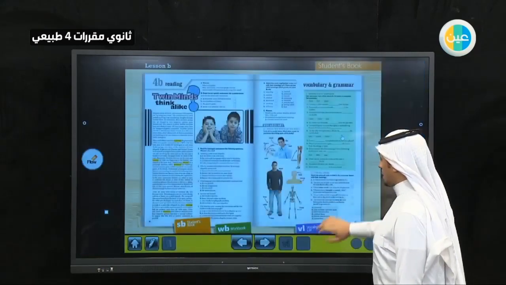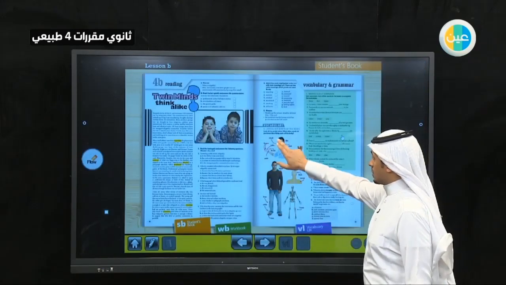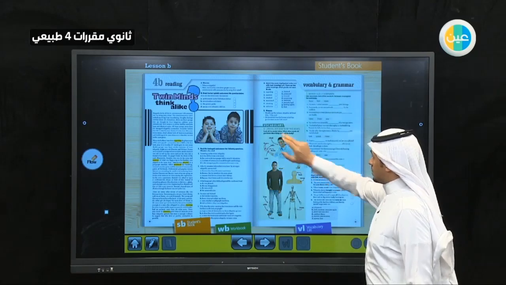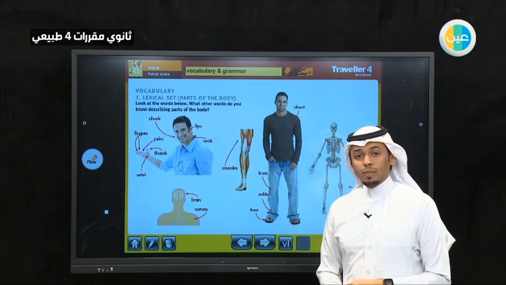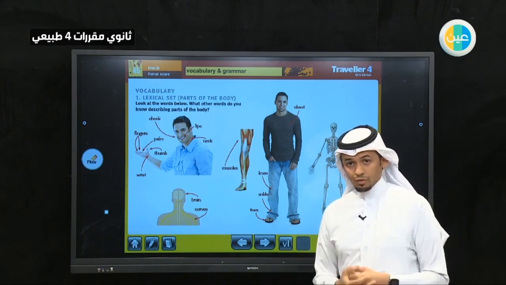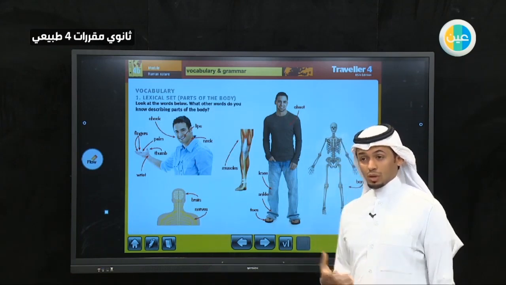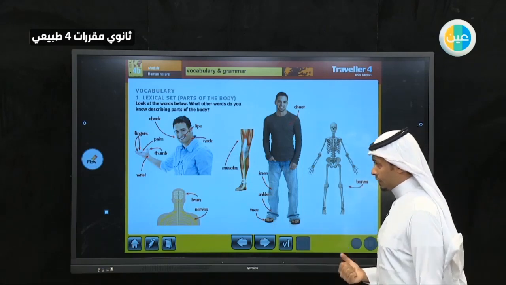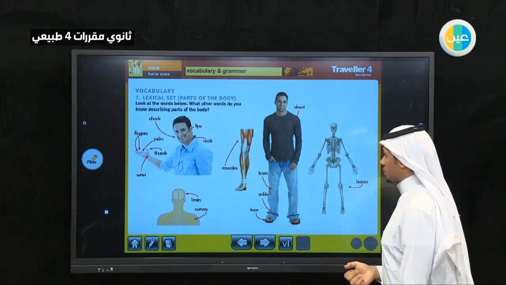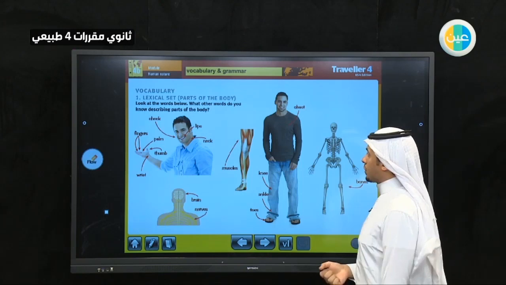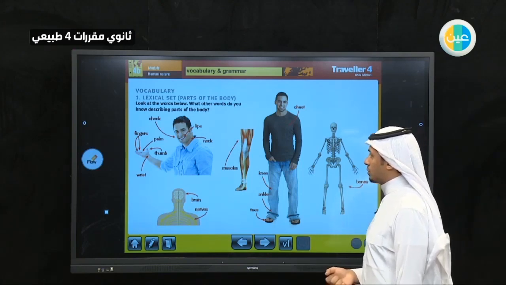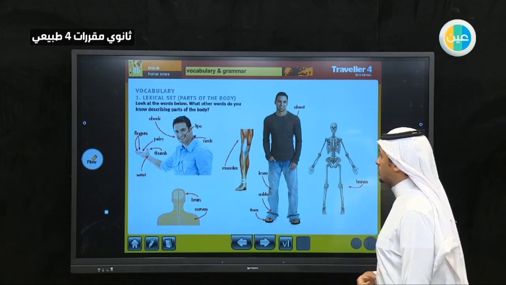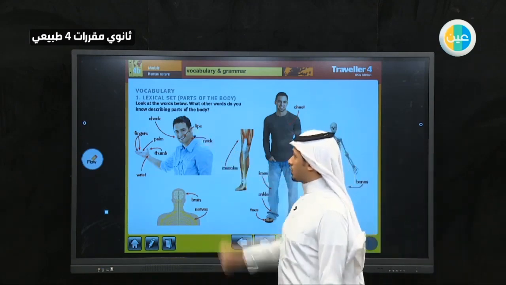When we read the last article, or the last reading that we had yesterday, we've heard a few words, and we will study a few of them, and we will have new ones also. Look at the words below. What other words do you know describing parts of the body?